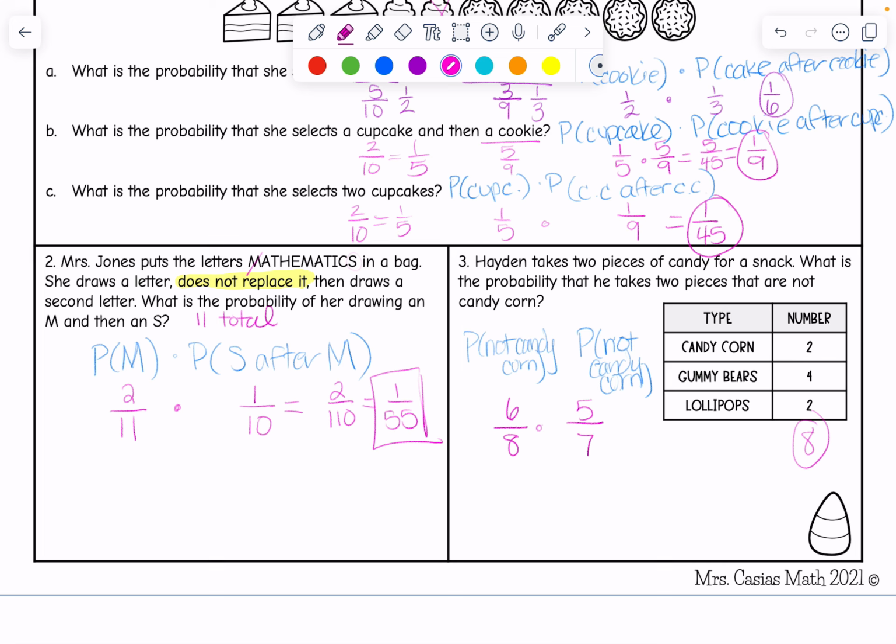So I could go ahead and multiply straight across and then simplify my answer. When I see the fraction 6/8, I know that that's going to simplify to 3/4. So I'm actually going to use the simplified version. Multiply straight across, and we get 15/28.